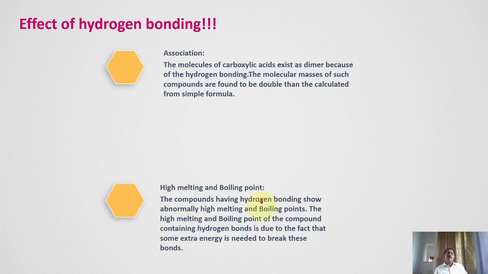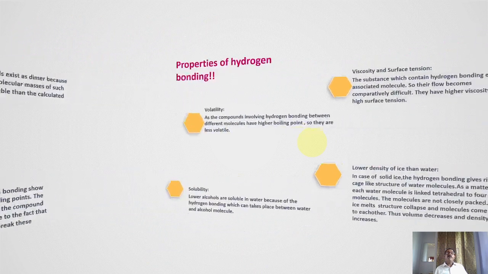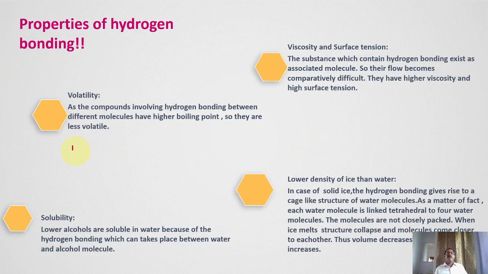Also, we have seen this through the graph: high melting and boiling points, and a few more which I haven't discussed, but I'm taking here volatility. As the compounds have hydrogen bonds between the different molecules, they have high boiling points, so they are less volatile. Since the boiling point is high, the volatility is less. You compare with petrol. Petrol is highly volatile. But if a hydrogen bond is there, the compound will be less volatile.